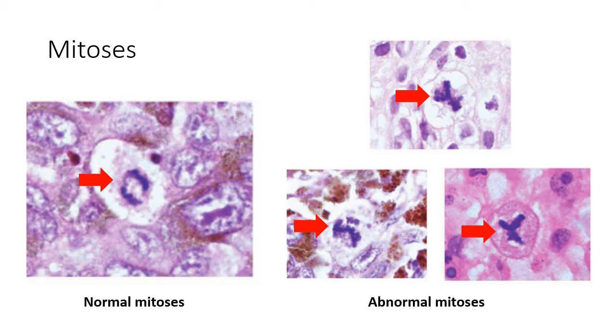But when it is seen in an abnormal place, or when it is seen in a tissue which should not be actively dividing, then you can be sure it is a tumor, because these mitotic figures are a characteristic feature of tumor cells, because obviously the tumor cells actively divide.